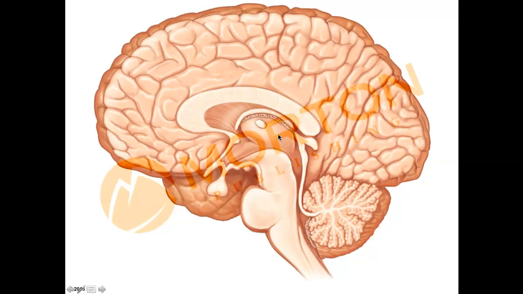All right, so let's look at the hypothalamus. Let's stay with our diagram here. Hypo means below, so we're going to go down, and this region right here is our hypothalamus.